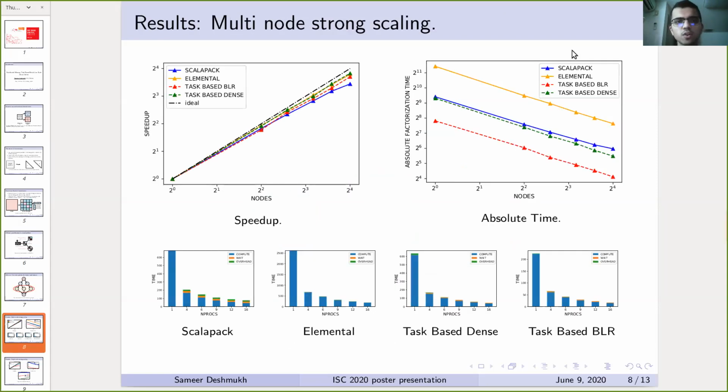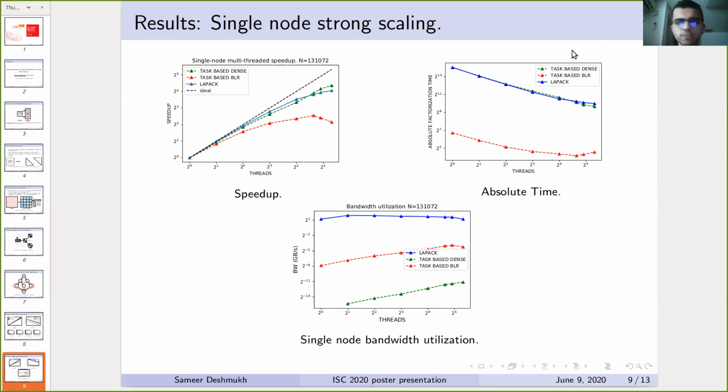Our results for a block low rank multi-node strong scaling have been very promising. You can see on the graph on the upper left that the task-based block low rank solver, which is red, scales almost ideally for an execution with multiple nodes and single threads, and this is because the runtime system is able to schedule the resources efficiently, thus maximizing the compute time and minimizing the wait and overhead time, which does not happen for other dense computations.